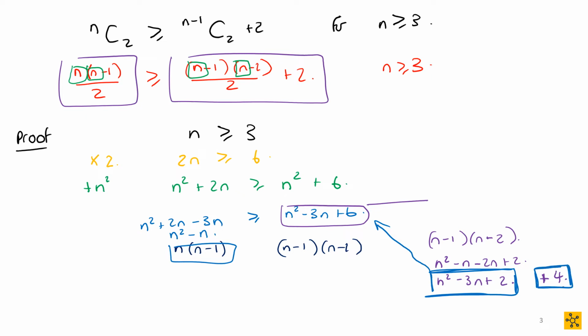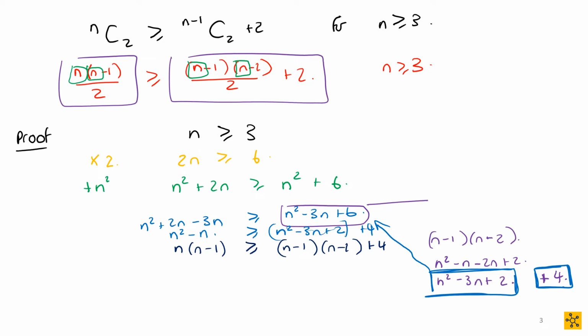So we can rewrite that. So we say n squared minus 3n plus 2 plus 4. Then we have this n minus 1 coming out. We have that n minus 1, n minus 2 coming out, plus 4.